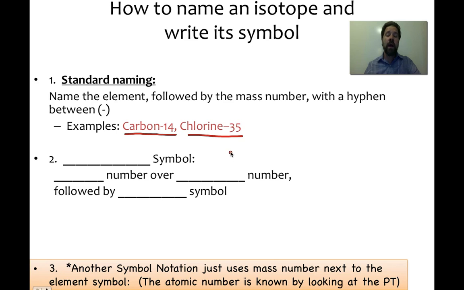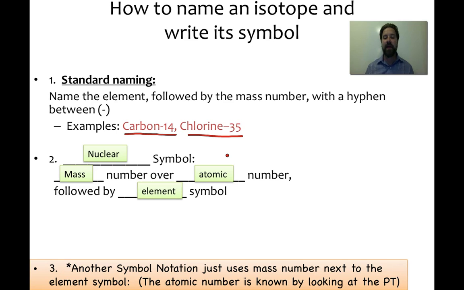The other way that we tend to write the symbol of an isotope is by way of a nuclear symbol. A nuclear symbol has the mass number over the atomic number followed by the element symbol. So if we were doing carbon-14, we'd have the mass number of 14 over 6 and the element symbol there. Chlorine-35, you would have 35, the element symbol, and then the atomic number underneath it.